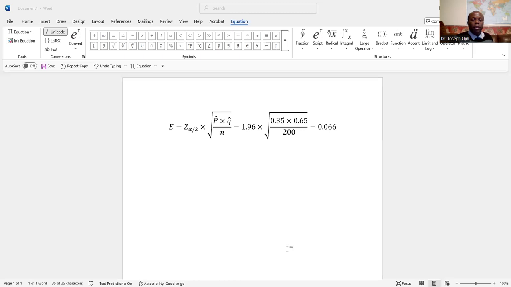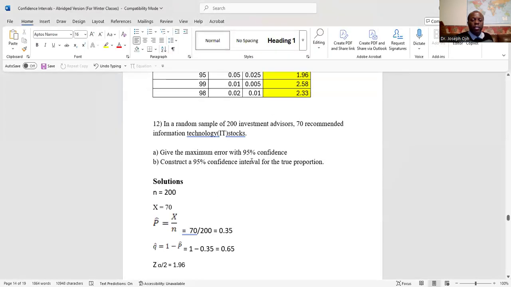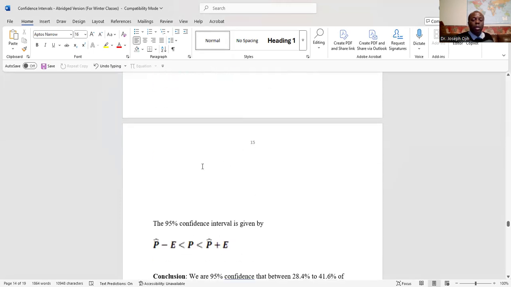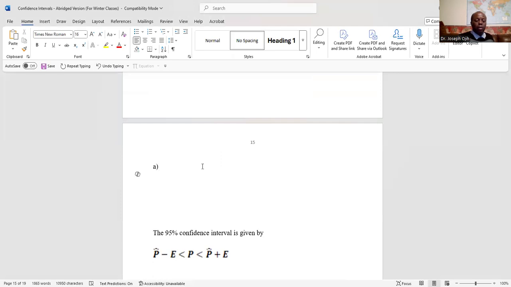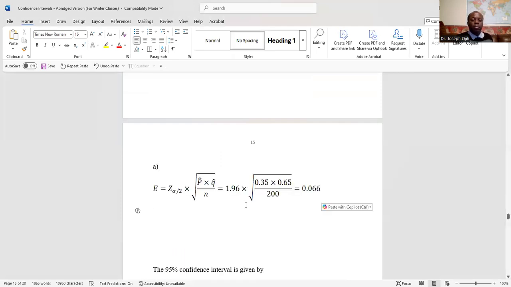Part A asks us to find the maximum error of the estimate. Give the maximum error with 95% confidence. So part A, that's why we're gonna put this under this. So maximum error is 0.066.